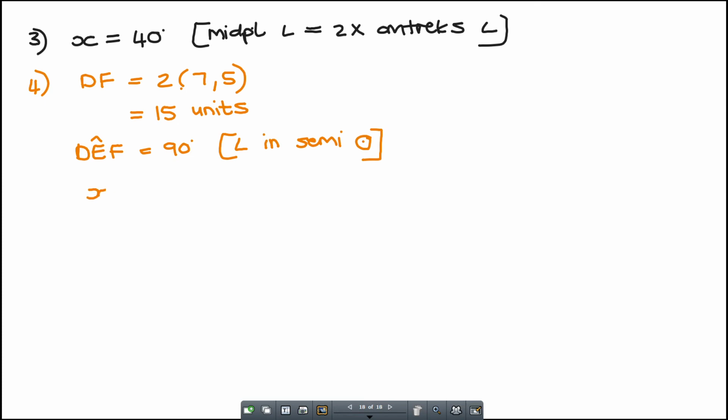X kwadraat gaan wees 15 kwadraat minus 9 kwadraat, excuse, ek het daai gemis, because of Pythagoras.